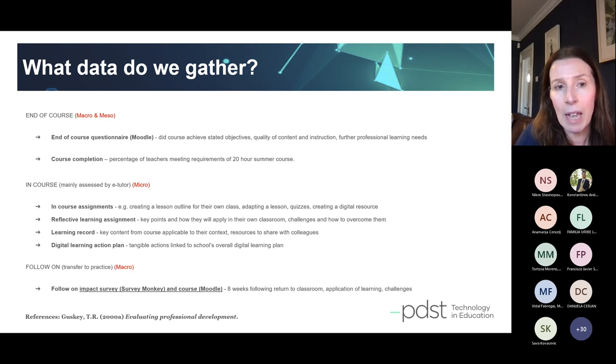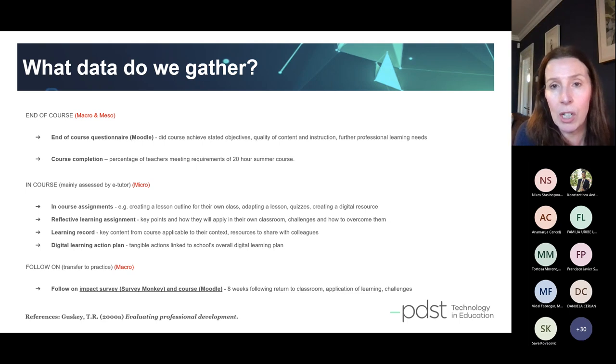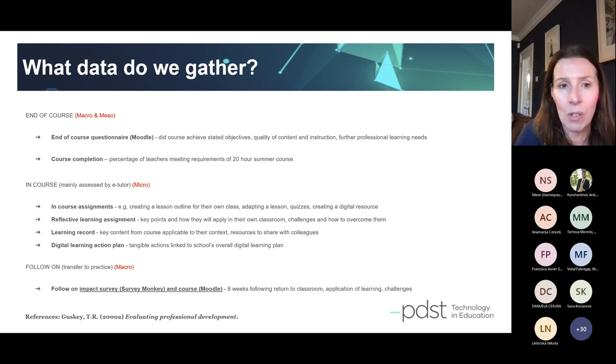And then the follow-on data, what we do is we run a survey approximately 8 weeks after teachers have returned to the classroom, and we ask them about their implementation of their learning in their classroom. We also invite them to participate in a course, and they share examples of what they've done in the classroom. And this has been, I suppose, an element of our work that we have found very beneficial, because it gives us some real data around how teachers are actually applying concepts in their classrooms.